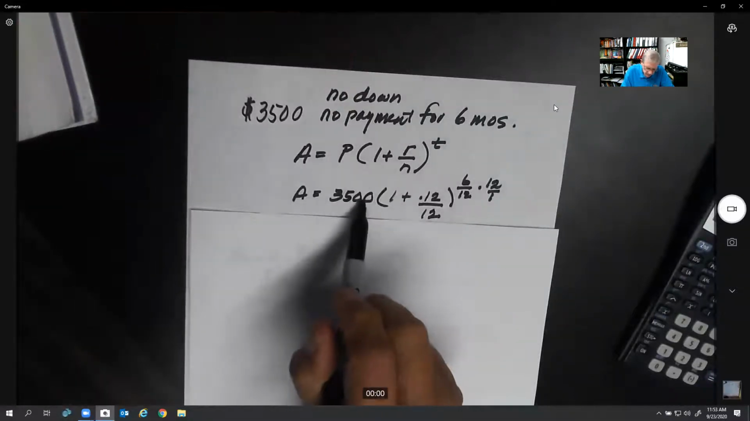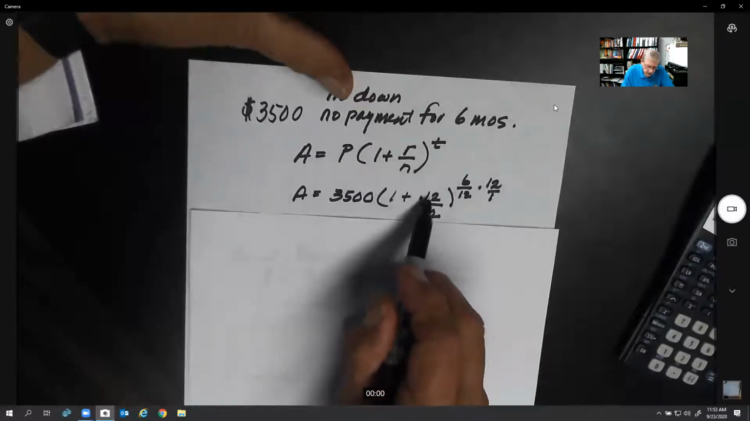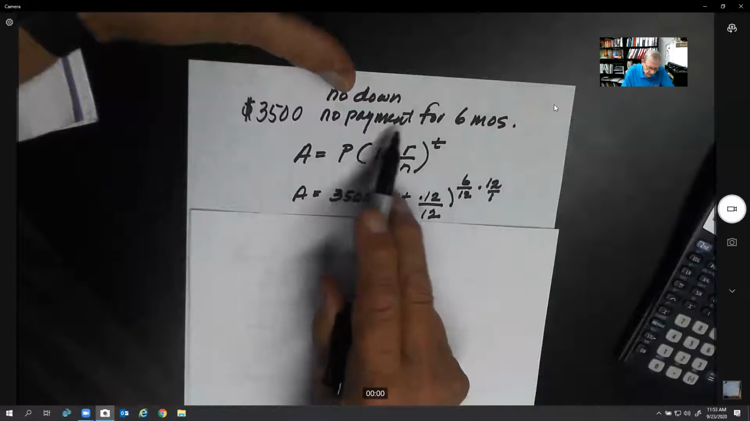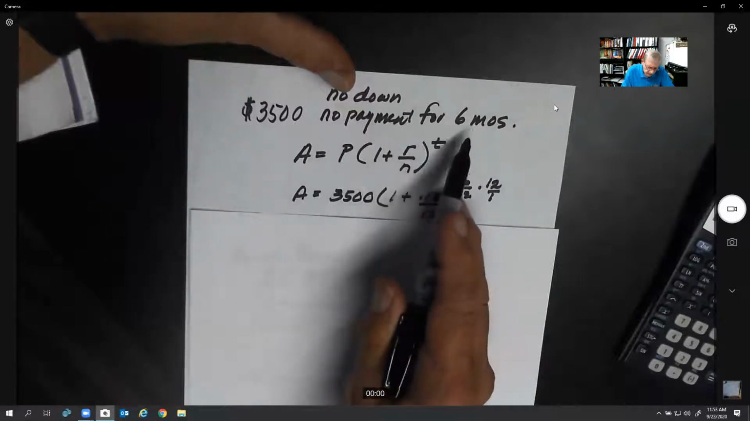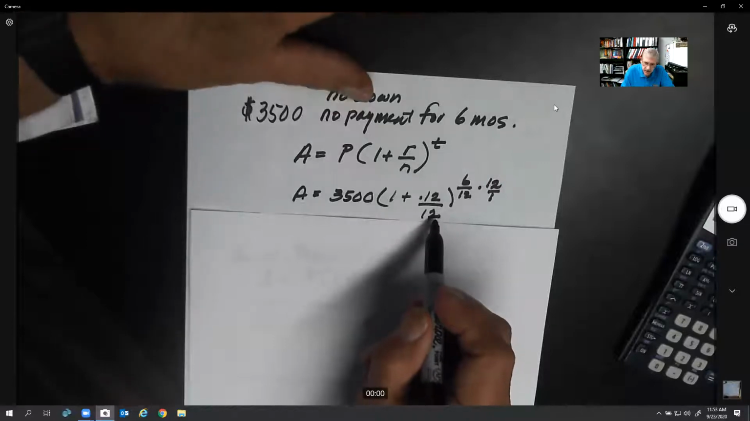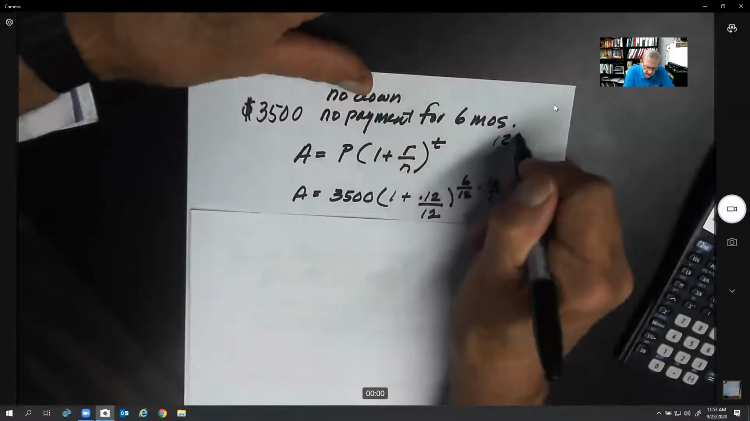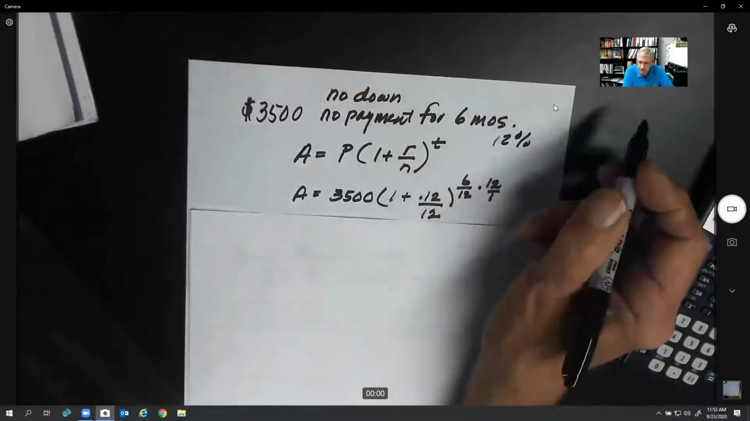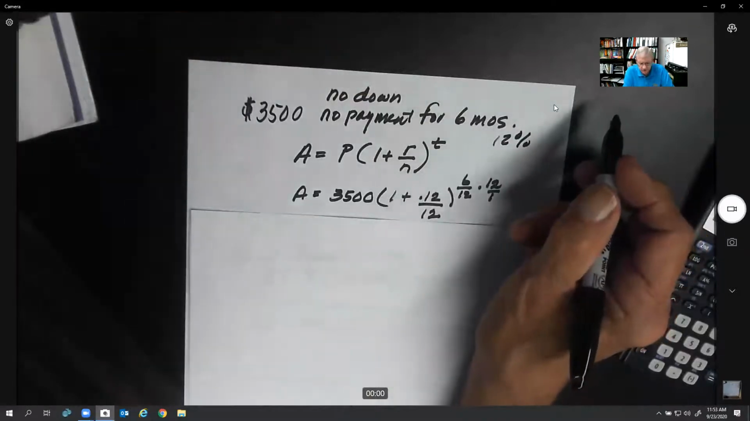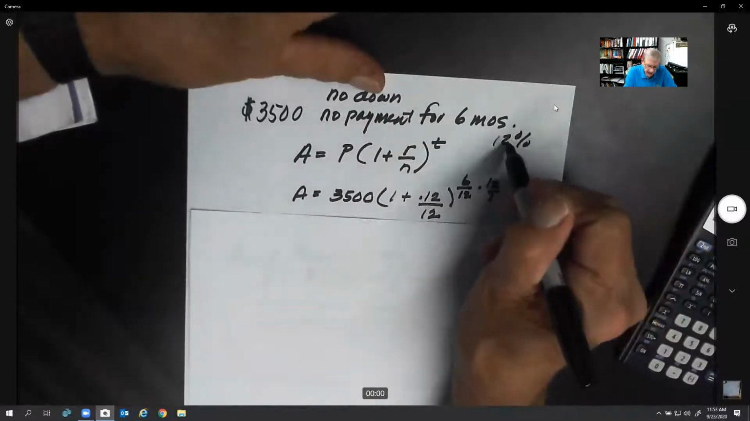$3,500 is how much you're borrowing. 1 plus 0.12, and we're making monthly payments, but no payments for 6 months. But if we were making payments, this would be 12. And this is the interest rate. They said this was at 12%. Most of the time, these loans are closer to 18% or 24%, sometimes 30%. They're very high interest rates.